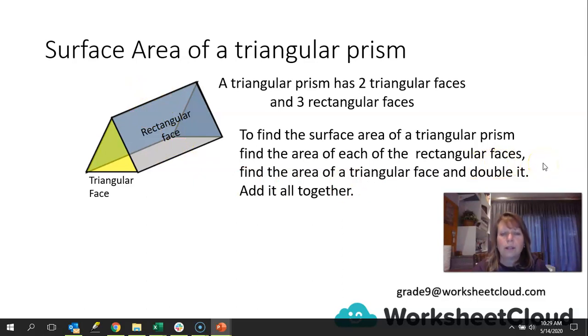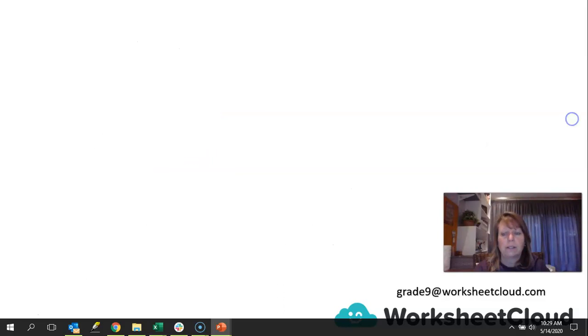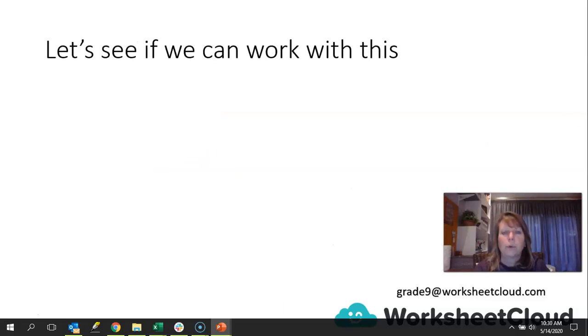Okay, so to find the surface area of a triangular prism, you find the area of each of the rectangular faces, and then you find the area of the triangular face and double that, and then you take them all and you add them together. So remember the formula for the area of a triangle, which we need to remember now, is half the base times the perpendicular height. So we work with that first to find the area of one triangular face, and then we double that, and then we add it to all the areas of the rectangular faces. All right, so let's see if we can work with this.